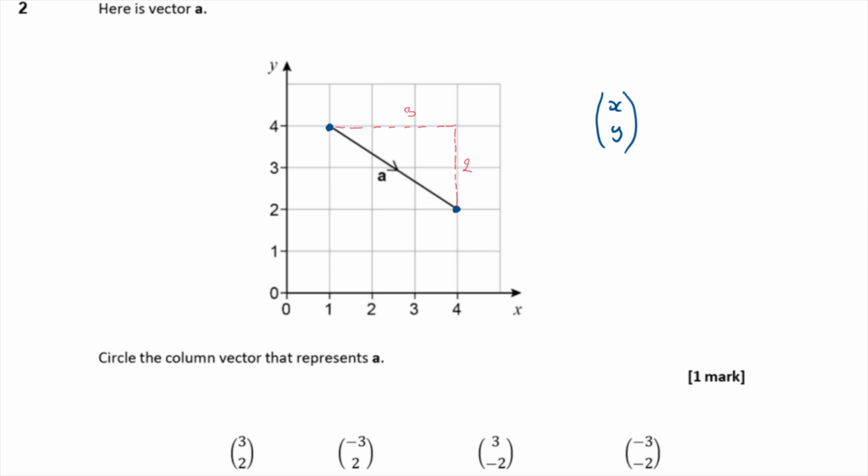Now that's 2 units, but it's 2 units down. So that's considered to be negative 2. So this particular vector is going to be 3 where the x goes and minus 2 where the y goes. So it's that one there.